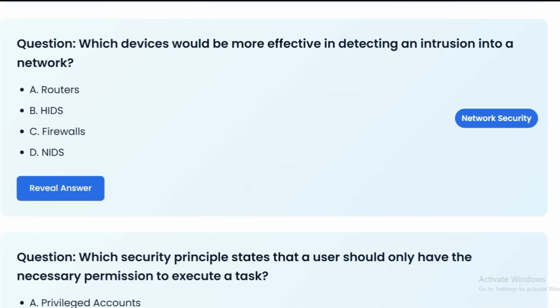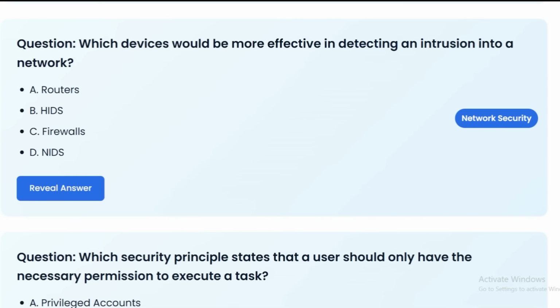Firewall is for filtering traffic. Routers, we've already looked at routers just a few minutes ago. So which one is effective in detecting intrusion into a network? Knowing the definition of HIDS and NIDS, HIDS is host, NIDS is network, and the question says detecting network. So obviously the answer is NIDS.